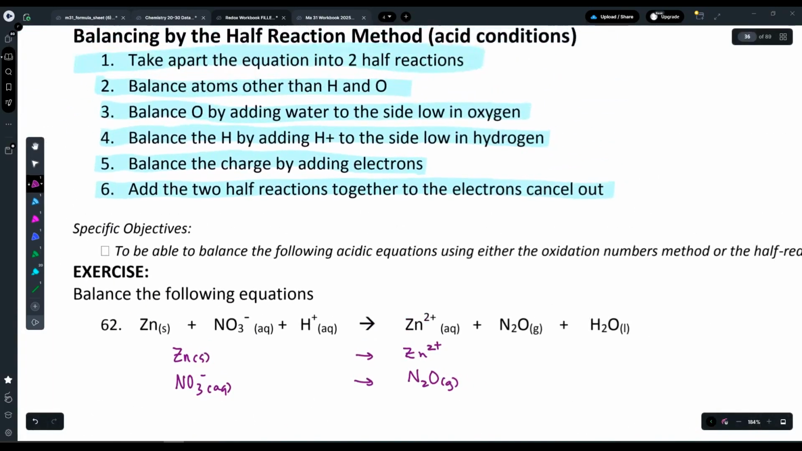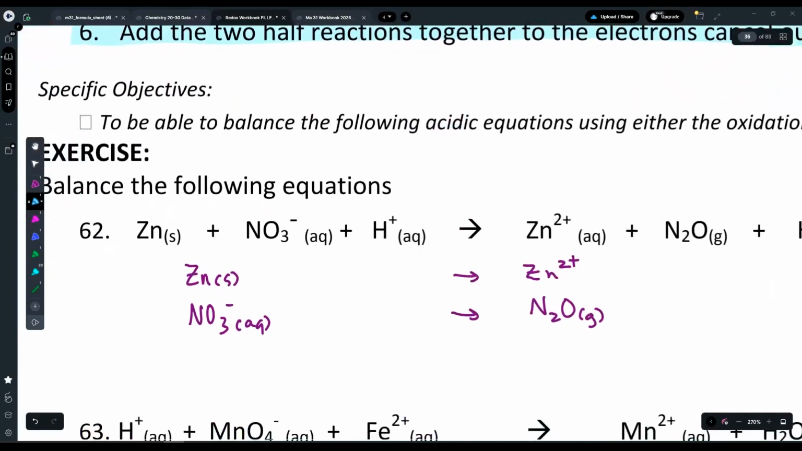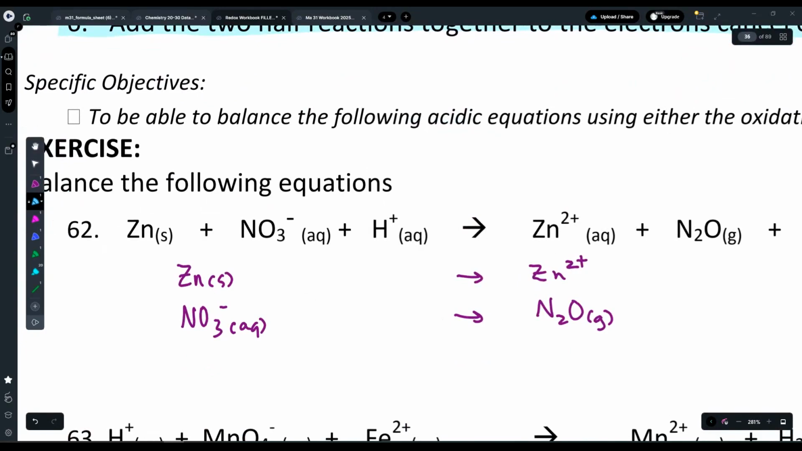Okay, so step 1, I did that using purple. Now step 2, I'm going to do in light blue. Looking at my zinc half reaction, I've got 1 zinc on both sides, so I don't need to do anything to the first reaction. With the second reaction, I'm noticing I've got 1 nitrogen on the reactant side and 2 nitrogens on the product side. So I'm going to put a 2 right here. Okay, so now I've got 2 nitrogens both on the reactant and product side.